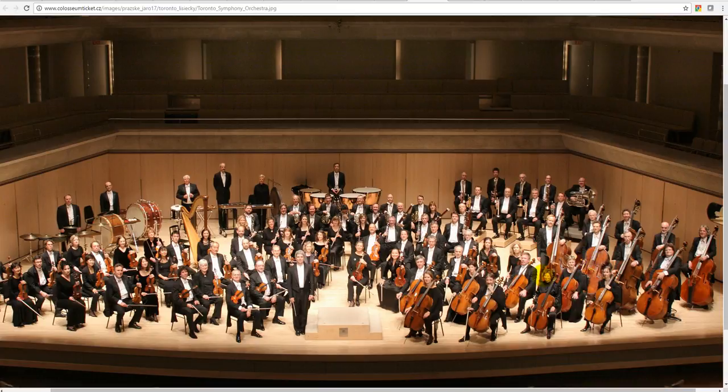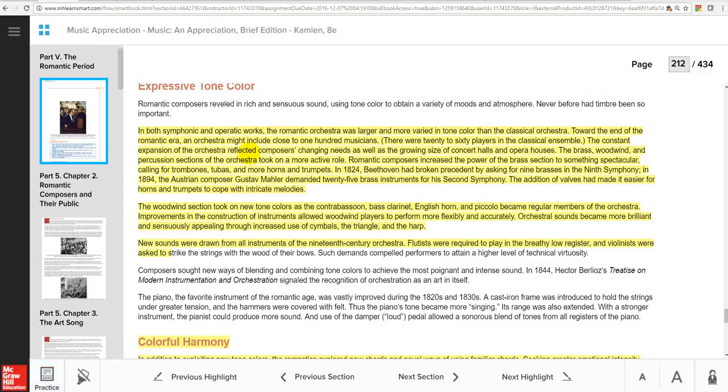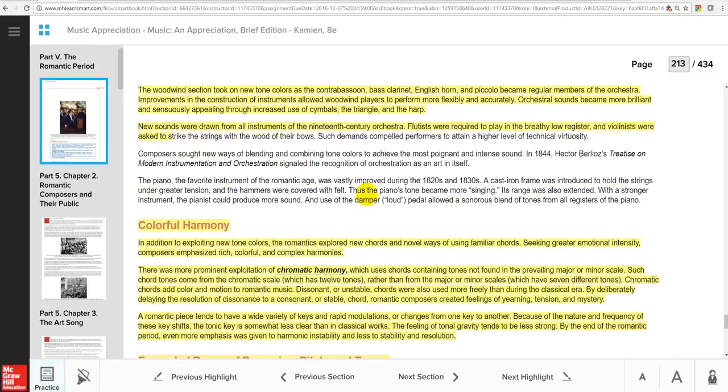All right, so we have the expansion of the string section, probably most felt in the basses. More double basses are added for that exploration of the lower register that you saw composers like Beethoven and Schubert explore. So you have generally more cellos, more basses, and to help balance it out, you're probably going to have more violins and more violas. So those are some of the big changes in the orchestra, and because of that, you also have greater dynamic ranges.